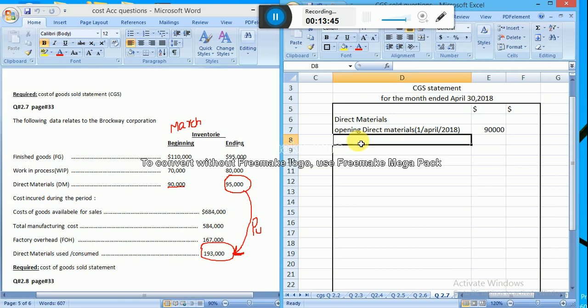Now, during the month, we made some purchases, but those purchases are missed. So, add purchases. Purchases are unknown. Clear? Okay, now look at the 90,000 material that remains from the previous month, March. And in the current month, April, from 1st April to 30th April, our company made some purchases, but those purchases are still unknown for us.